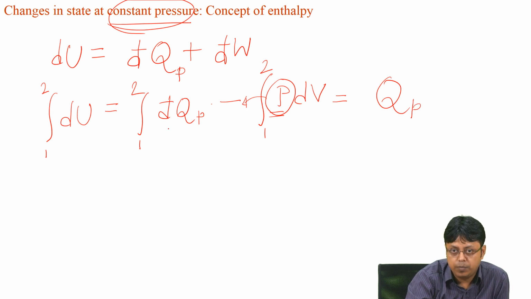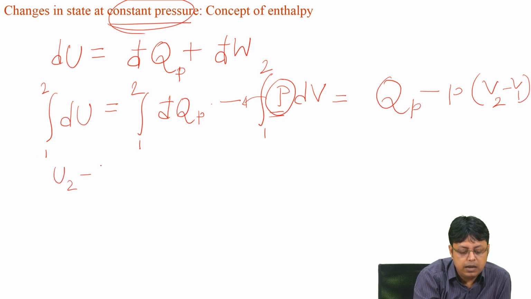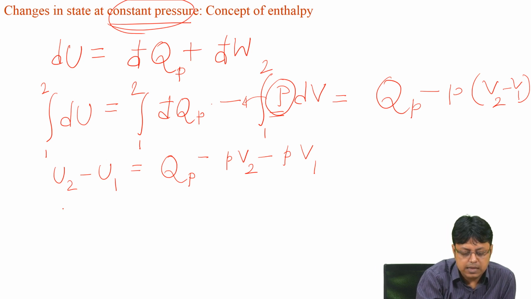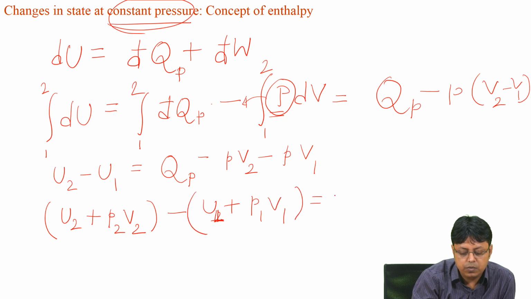So, in the next step we will just write it as Qp. Remember that we cannot write delta Qp because Q is a path function, and the second integral is nothing but V2 minus V1. Now, on the left hand side I have a change in internal energy, which we could write as U2 minus U1, and then I have here the heat change at constant pressure, minus P into V2 minus P into V1. Now, we can organize this in a slightly different fashion. We can write it as (U2 plus P2 V2) minus (U1 plus P1 V1) is equal to Qp.